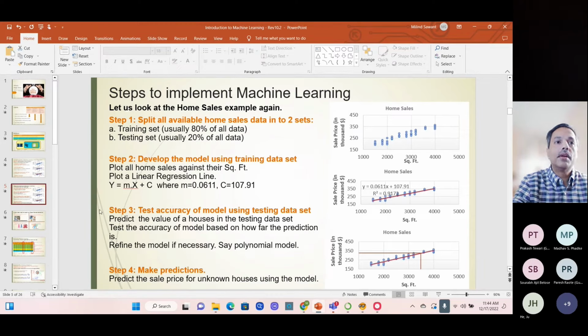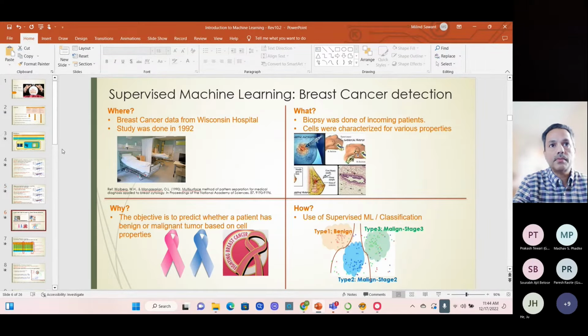Okay. All right. So now let's look at another example, which is actually more realistic. So this study was done in a Wisconsin hospital. We are trying to detect breast cancer using machine learning. The reference is provided here. This study was done in a Wisconsin hospital in 1992.